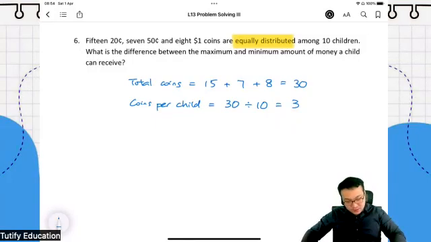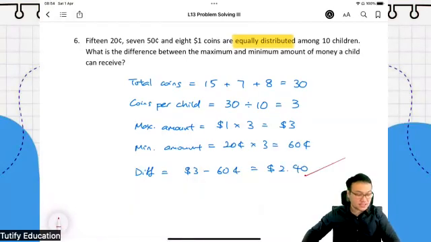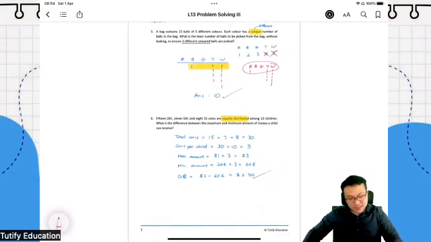So just now, Jill already helped us to calculate the maximum amount of money. That means you have all the $1 coins. You have $3. But if you are very unlucky, then you will get the minimum amount of money and you will end up getting 60 cents. So what is the difference between $3 and 60 cents? The difference is $2.40. There you go. Very easy. All of you got it. Well done. All right, students, let's take a look at the next question.